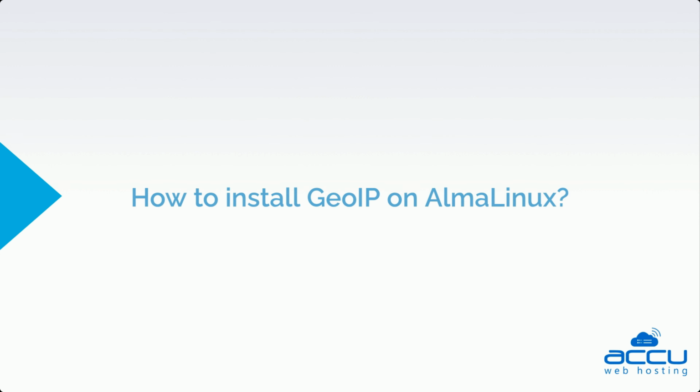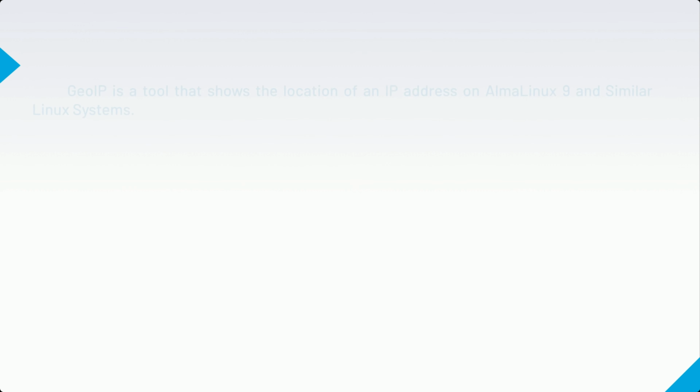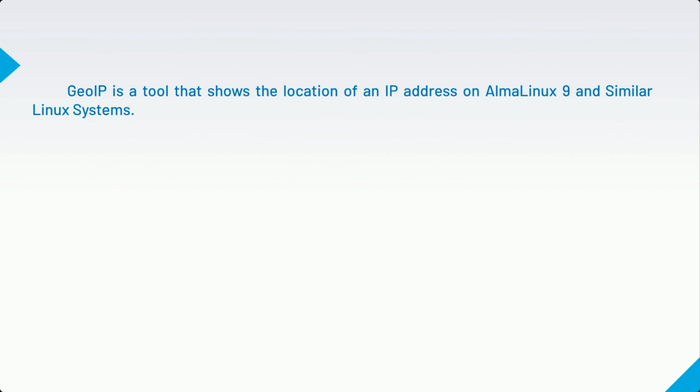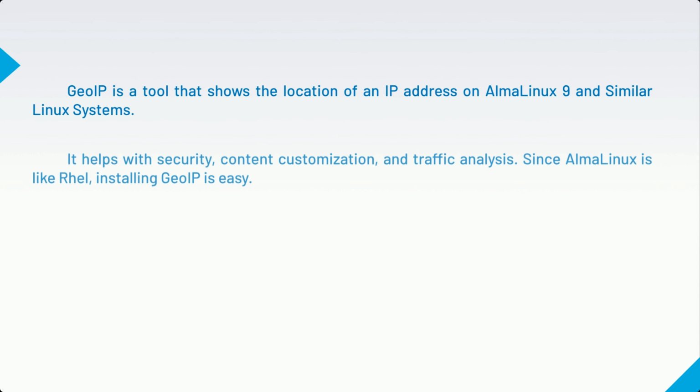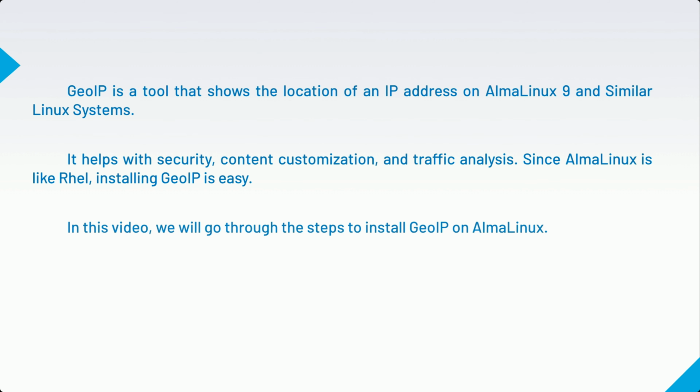Today we will see how to install GeoIP on AlmaLinux. GeoIP is a tool that shows the location of an IP address on AlmaLinux 9 and similar Linux systems. It helps with security, content customization, and traffic analysis. Since AlmaLinux is like RHEL, installing GeoIP is easy. In this video, we will go through the steps to install GeoIP on AlmaLinux. Let's continue the video.